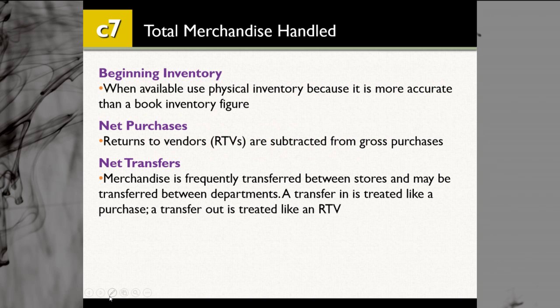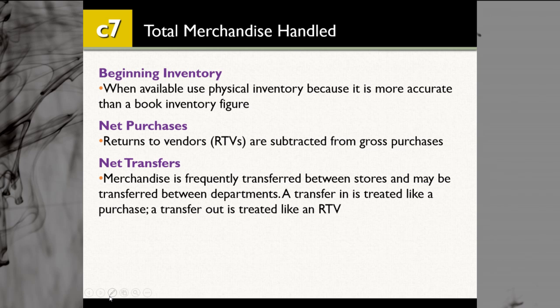Beginning inventory: when available, you need to use physical inventory, because your physical inventory is more accurate than a book inventory figure. So if possible, it's going to be more accurate information. And net purchases: when you calculate net purchases, you have to deduct any returns to vendor amount, because your gross purchases is not going to be all of your purchases. If you have any return, it should be subtracted from your gross purchases.